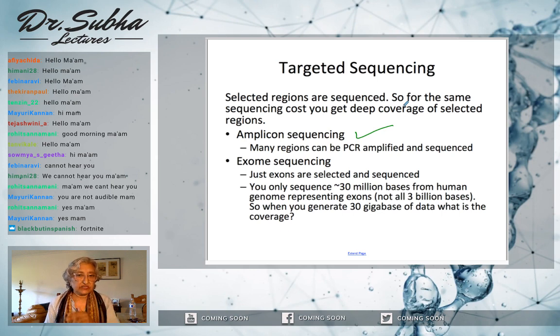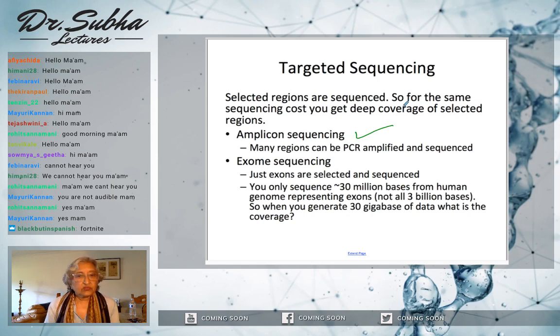But the problem with this is, PCR is good, but how many regions are you going to PCR? Maybe 6 regions, maybe 10? And how many samples are you going to do? Because every sample you have to PCR amplify. So if you have 10 samples and 10 loci where you want to look for variants, then 10 times 10, you have to do 100 PCR reactions. So it doesn't scale very well.